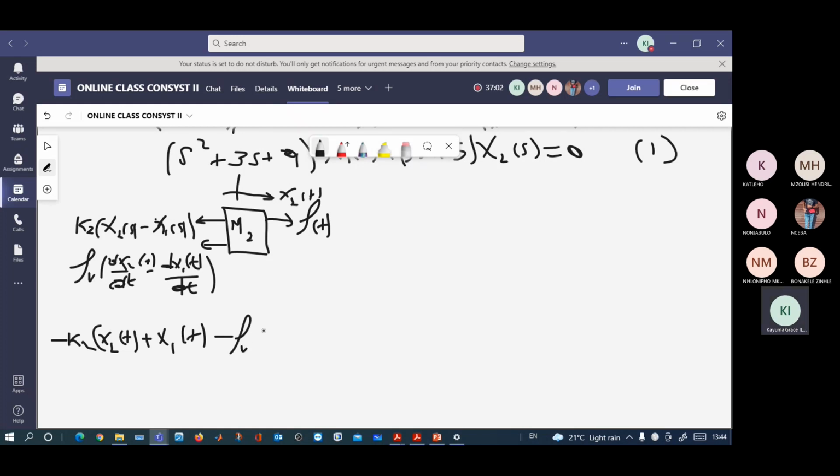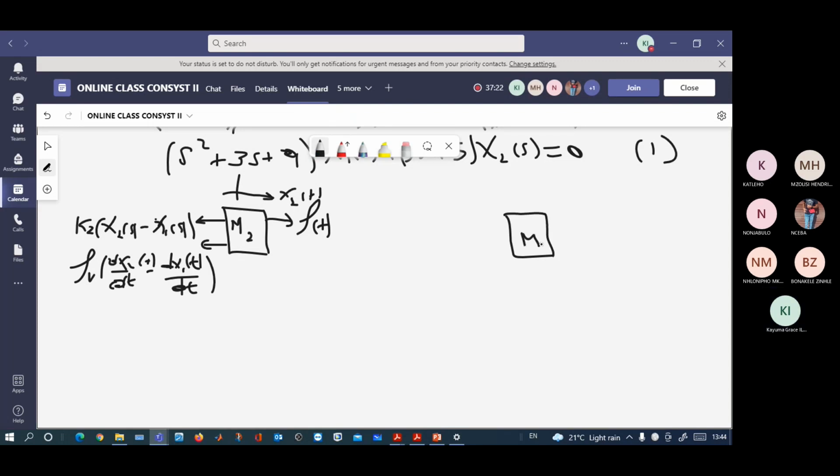Let's do this. Open the bracket. Oh, sorry for that. Let's use the same approach as we did for the first one, so we can avoid this step here. Let's write the free body diagram in the frequency domain on that side. It's going to allow us to move fast.